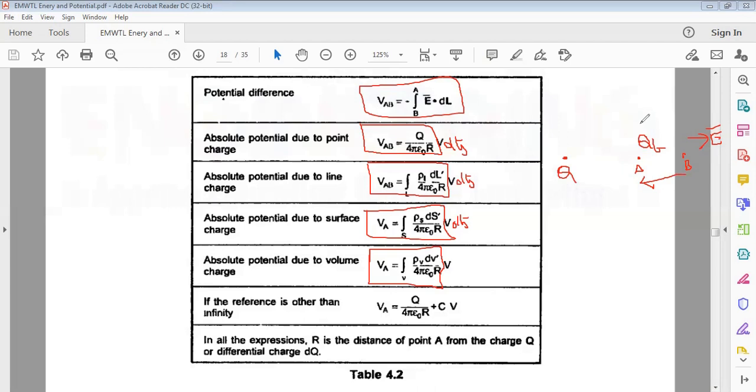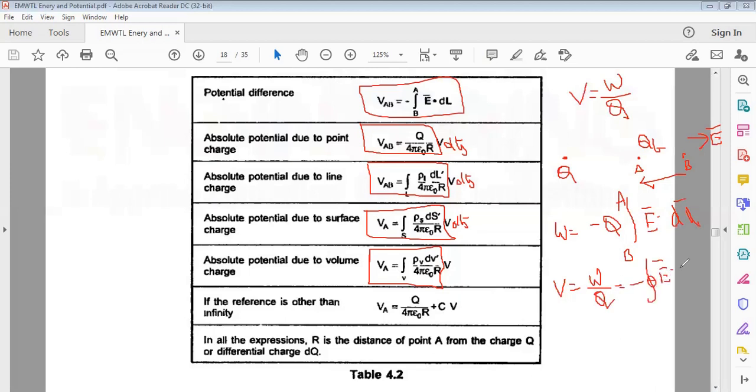That is nothing but the work done. Work done per unit charge is nothing but the potential. V is equal to work done per unit charge. Actually, W is equal to minus Q times the integral from B to A, or initial value to the final value, of E bar dot dL bar. Work done per unit charge is the potential, so W by Q is equal to minus integral E bar dot dL bar.